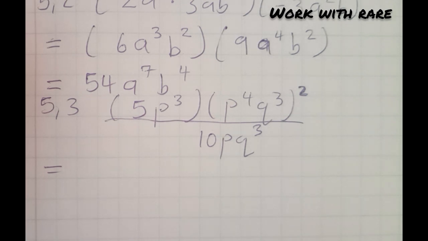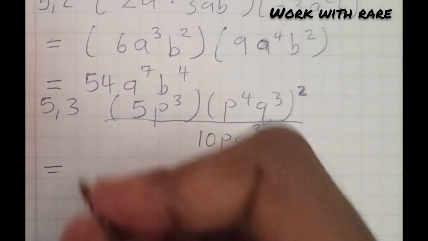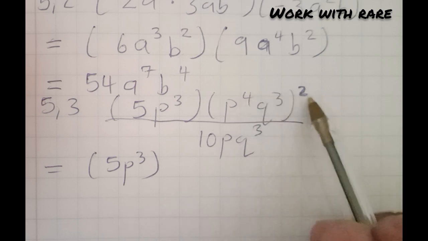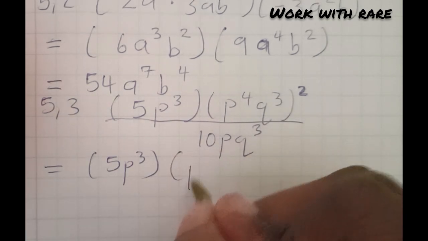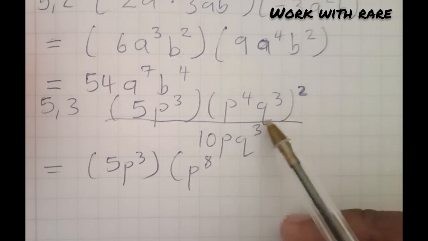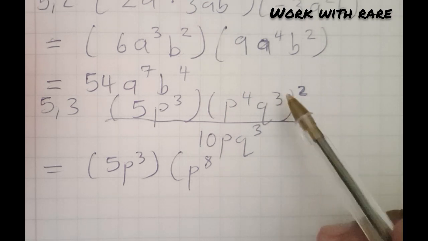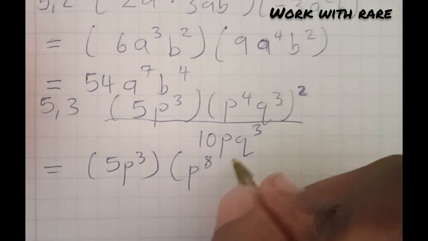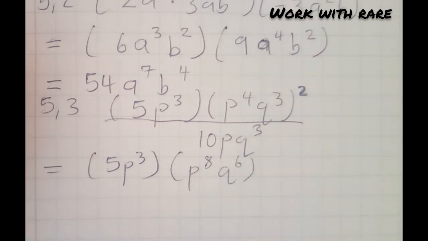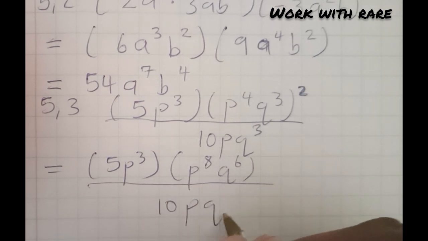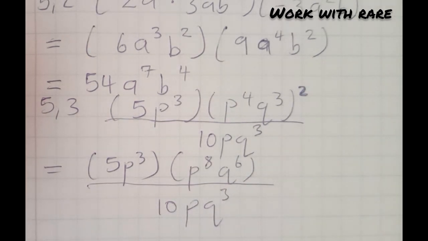This question is 4 marks. This one, we'll write it the way it is. And this one, 4 multiplied by 2, is p to the exponent 8. Then q to the exponent 3: 3 multiplied by 2 is 6. So here we have q to the exponent 6, all over 10pq to the exponent 3. On our denominator, this exponent 3 is for q only.